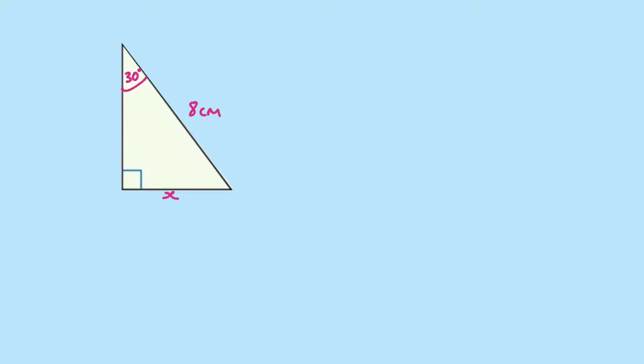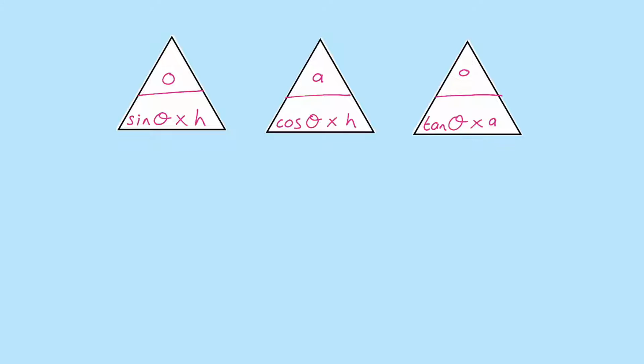So this is a question we've been asked to solve. We have a right angle triangle, which has a missing side here. We've been given one of the sides and we've also been given an angle. So let us first of all remind ourselves of the three formula triangles: the sine triangle, cosine triangle, and the tangent triangle. Or as I like to refer to them, SOH CAH TOA.